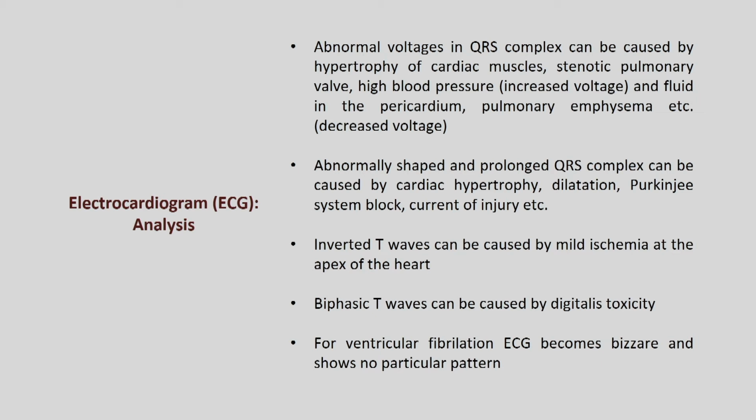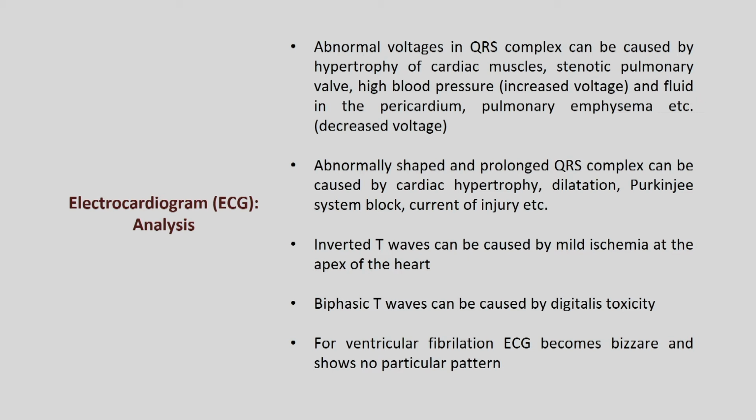Also, if you find some abnormal voltage in the QRS complex, you can identify that there is hypertrophy of the muscles, stenotic pulmonary valve, high blood pressure, etc., if the voltage is increased. If it is decreased, then you can say pericardium, pulmonary emphysema, or any similar type of disorders. So, an abnormally shaped and prolonged QRS complex can be caused by cardiac hypertrophy, dilation, etc.